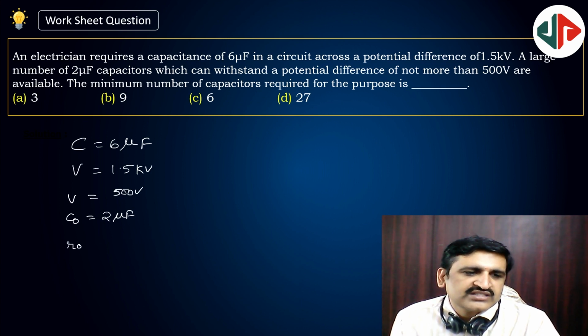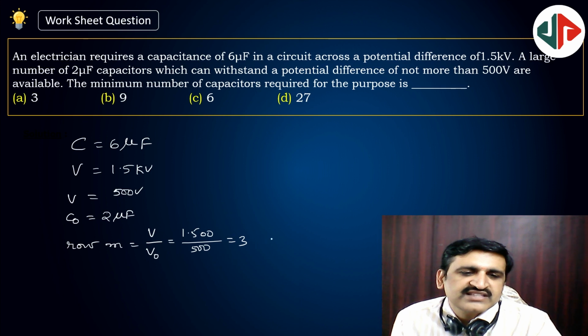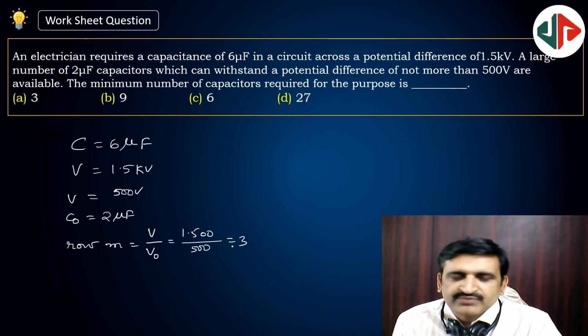Suppose the number of capacitors in a row is M. How many are needed? Desired voltage by given voltage. Desired voltage is 1.5 kilovolt, that means 1500, so 1500 by 500. So 3 capacitors in a row. They must be in series actually. So 3 capacitors.